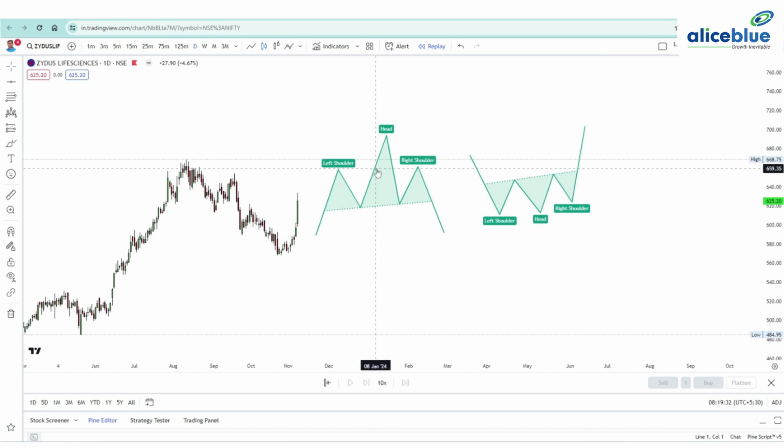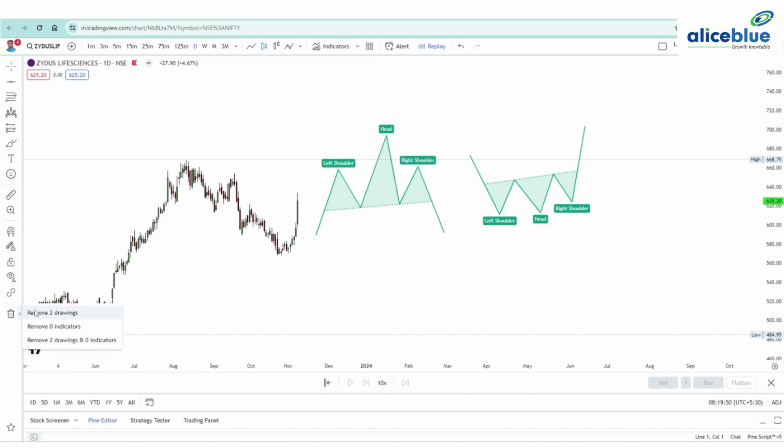If this pattern is formed in a daily time frame or in a weekly time frame, it gives a massive return in the specific script. Now I am in Sidus Life Science. Here we will identify some patterns in a daily time frame and we will work on it.